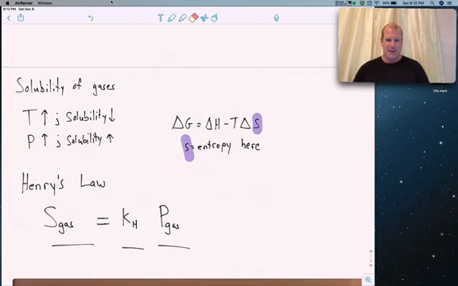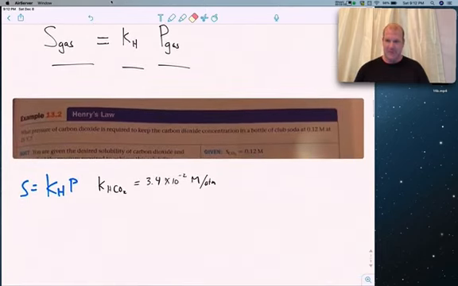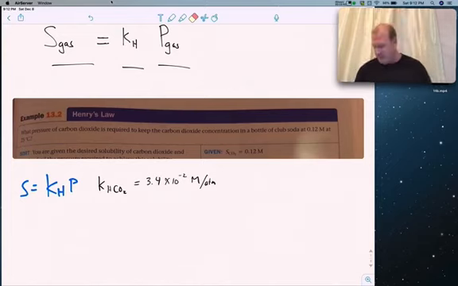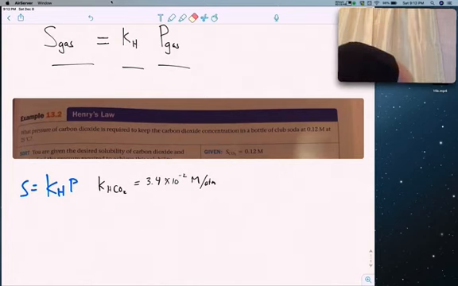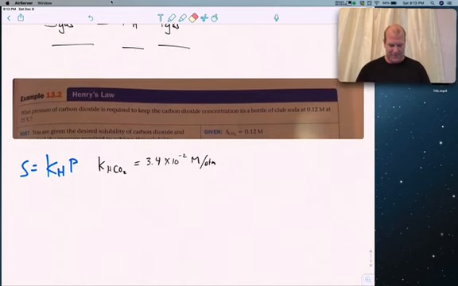And then here we have Henry's law. The solubility of a gas is the Henry's law constant times the pressure of the gas. Henry did this quite a bit for scuba diving, and among other things, he suggested using helium instead of nitrogen in gas mixtures to prevent the bends.